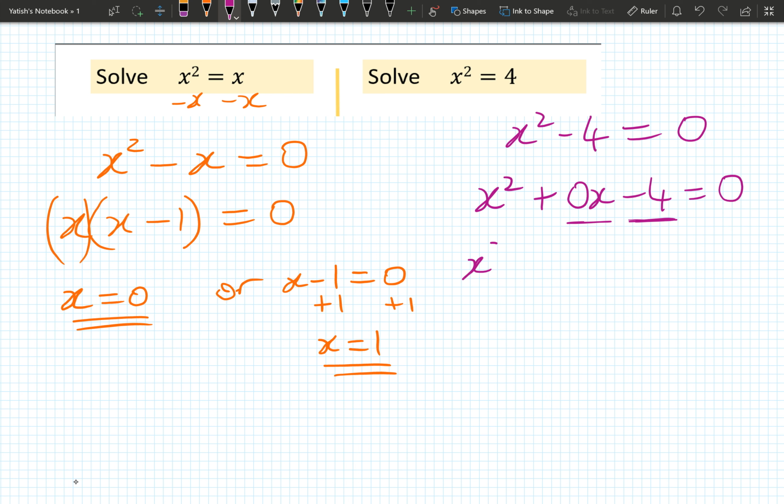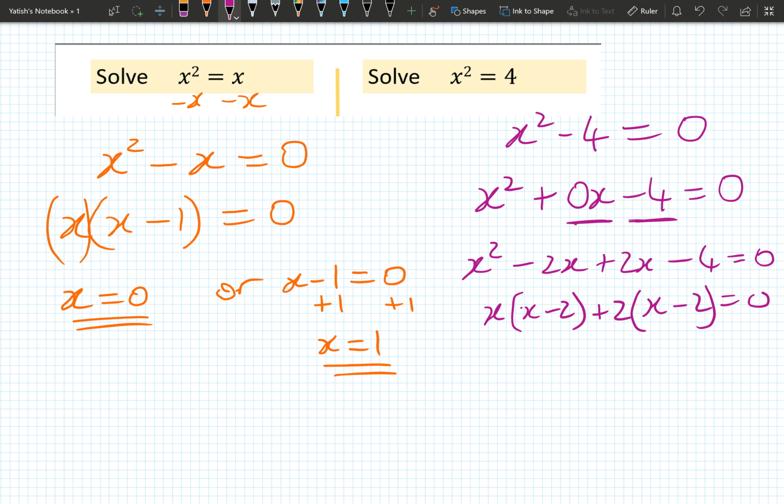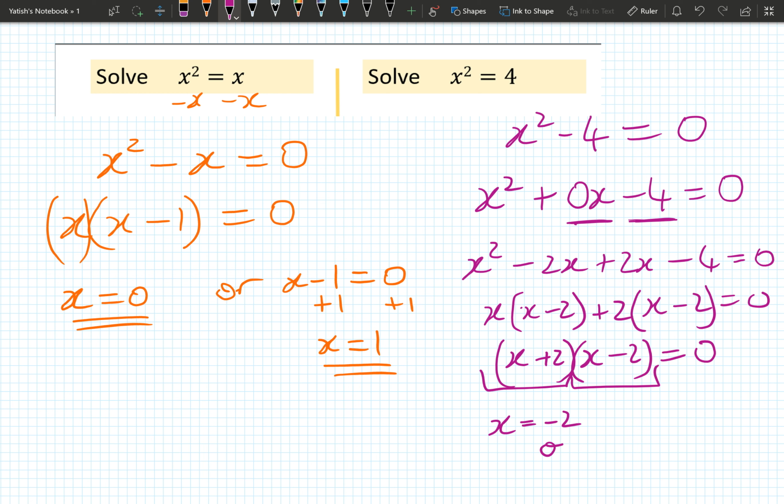So this becomes x squared minus 2x plus 2x minus 4 equals 0. And then we can factorize that. Remember, minus 2x plus 2x is just going to give you 0. So this becomes x brackets x minus 2 plus 2 brackets x minus 2, and factorize that out. So x plus 2, x minus 2. So either that or that is equal to 0. So x equals negative 2 or x equals positive 2.